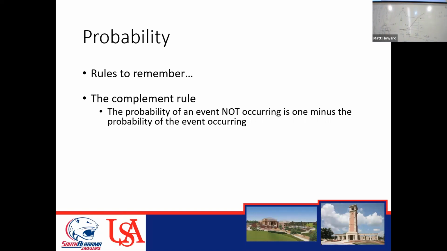So to use the complement rule, if I had on a test, what's the probability of not rolling a 1 on a dice, assuming that we have a 0.17 chance of rolling a 1, that's how you would find that out. You would say I'm using the complement rule. I just take 1 minus 0.17, and that's 0.83.